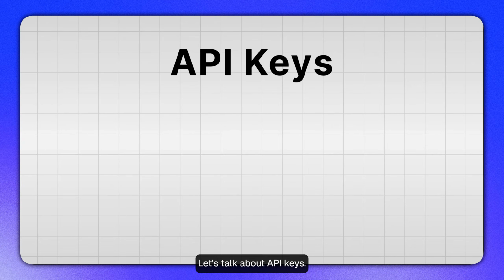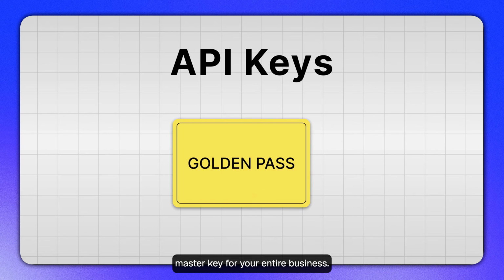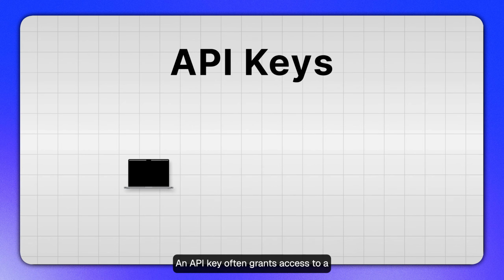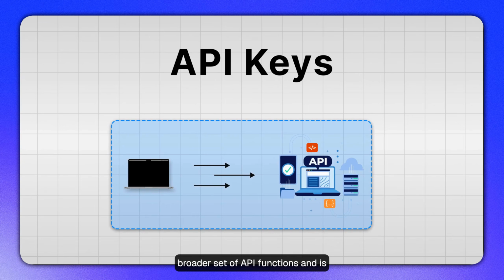Let's talk about API keys. This is often related to tokens, but there is a big difference. If a token is like a daily pass to your club, an API key is more like the master key for your entire business. It allows access not only to the club, but also to the club's back-end operations. This unique identifier is provided to you by the API provider when you sign up. An API key often grants access to a broader set of API functions and is typically used to identify the application or developer rather than just an individual user. It's crucial for tracking usage and billing. We must keep our API keys secret.